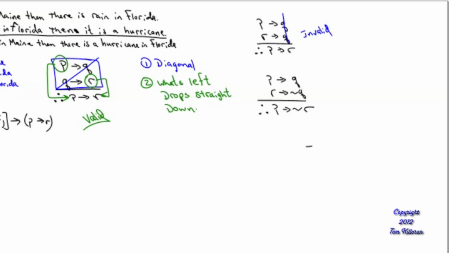What's equivalent to a conditional? Equivalent to a conditional is a conditional itself. You know, there's inverse, there's converse, and there's contrapositive. Contrapositive. So if I find the contrapositive of this one, this argument now becomes P arrow Q for the top. What's the contrapositive of R arrow not Q? Q arrow not R. Therefore, P arrow not R. Is this valid? Yes, because now there's a diagonal, and the P drops straight down, and the not R drops straight down.